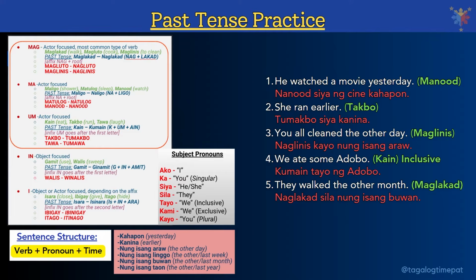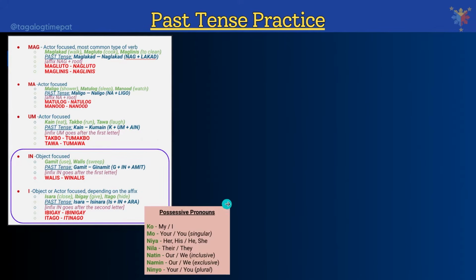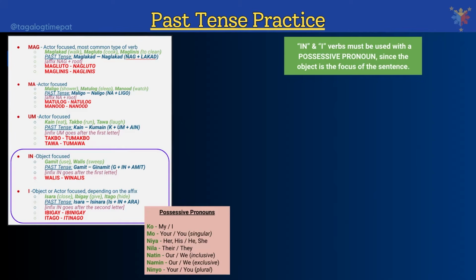Now, if you noticed, all of these examples are asking about mag, ma, and um verbs. Because they are actor-focused, we can use subject pronouns. But if you wanted to use an in or i verb, you actually have to use a possessive pronoun. Remember, for an object-focused verb, the subject here is an object, so we have to use a possessive pronoun because it's almost like the person possesses that object that is in focus. Okay, so that's kind of why we have to use a possessive pronoun.